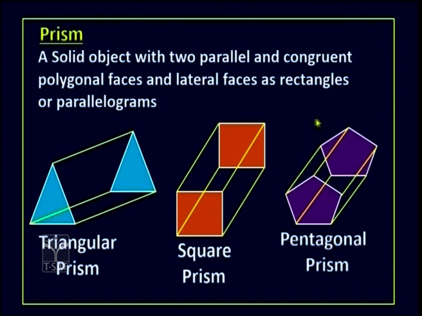See children, why are we calling them prisms? Try to observe. This triangle and this triangle are congruent and they are parallel to each other, and remaining faces are rectangles or parallelograms. Try to observe, children, here. These two triangle faces are congruent to each other, they are parallel to each other, and remaining faces are either rectangles or parallelograms. Here also you can observe square, these squares are congruent to each other and parallel to each other. This pentagon and this pentagon are congruent and parallel to each other.